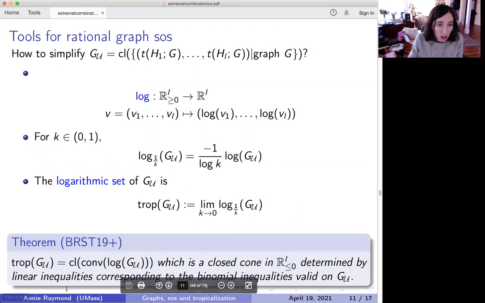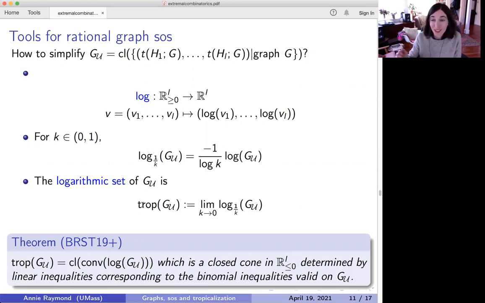It turns out that we can show that the tropicalization of the graph profile is just a closed cone, right? We had this very complicated picture already for edge and triangle. Here we're saying no matter what your set U is, your tropicalization is always going to be a closed cone, determined by the linear inequalities corresponding to the binomial inequalities valid on graph profiles.